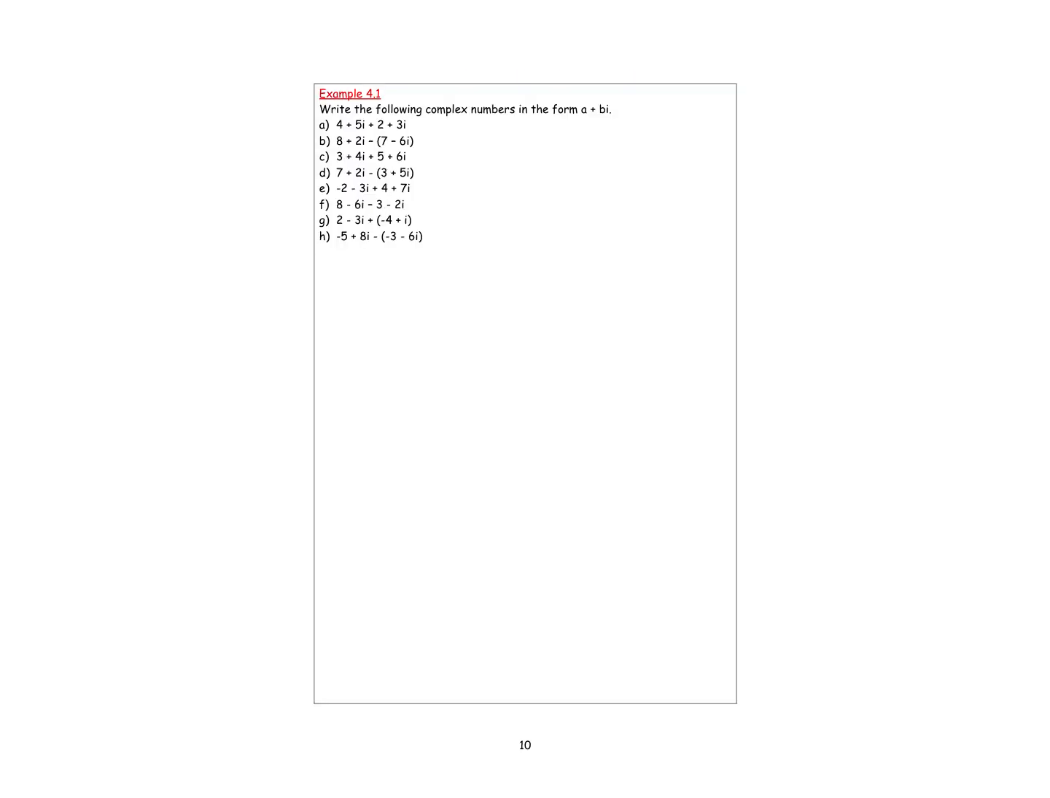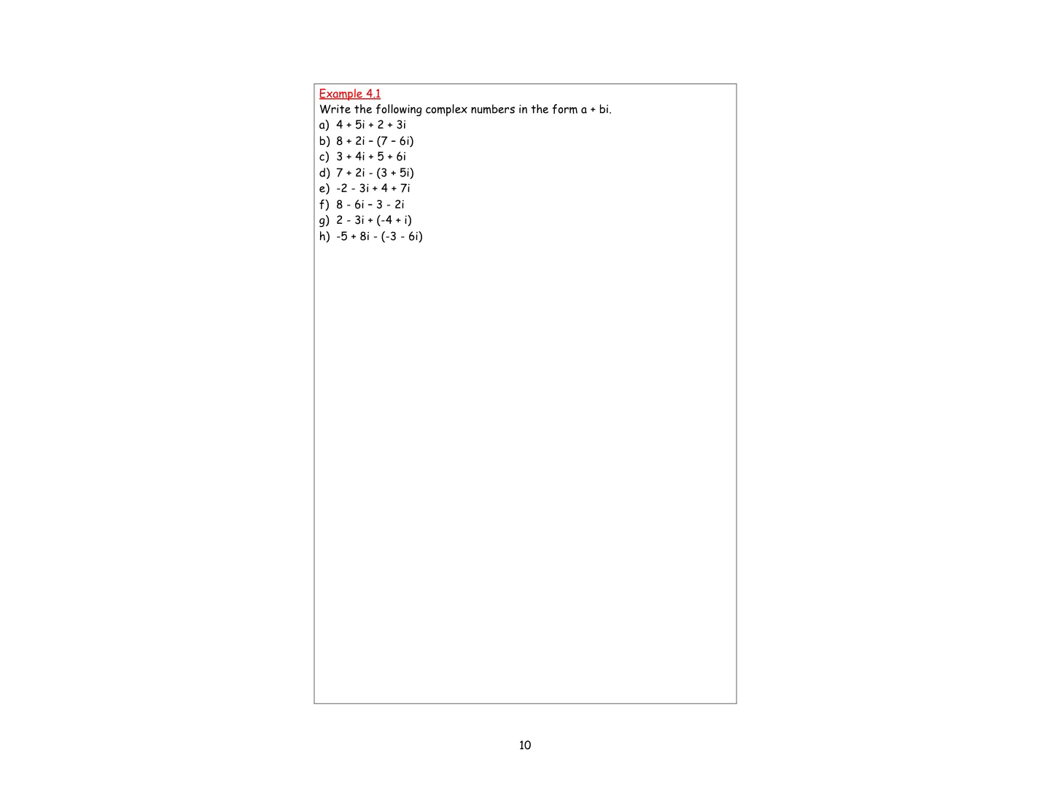You can see all of this laid out on page 9 of the notes. However, I'm going to explain this more by going through the examples on page 10. On page 10, in example 4.1, it says, write the following complex numbers in the form a plus bi. The first one is 4 plus 5i plus 2 plus 3i.